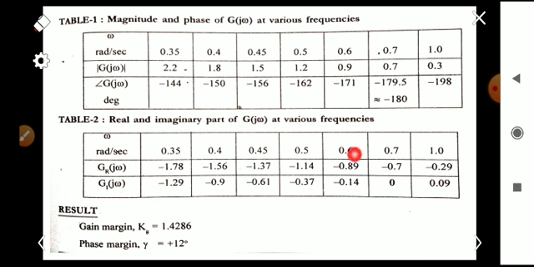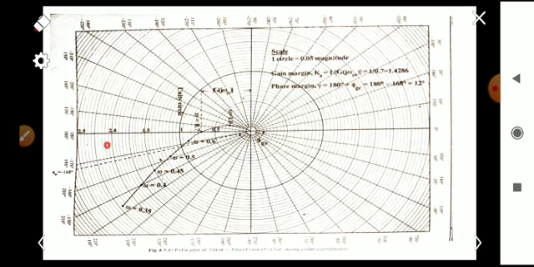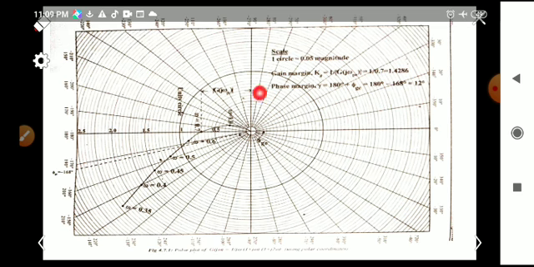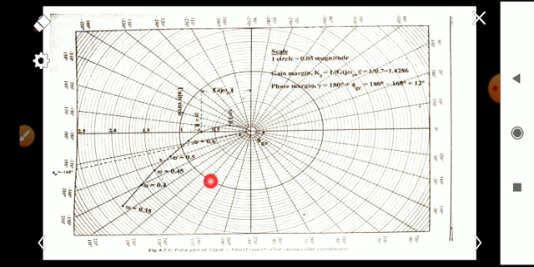Likewise we have to find the corresponding rectangular coordinates for each and every value of magnitude and phase angle for different values of omega. These are the values we have to plot. This is the actual polar graph, where we draw the polar plot. In the polar graph, these circles represent the magnitude, and the corresponding lines represent our phase angle.